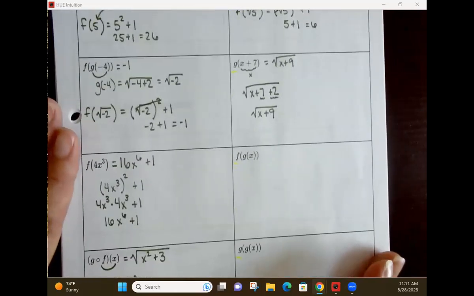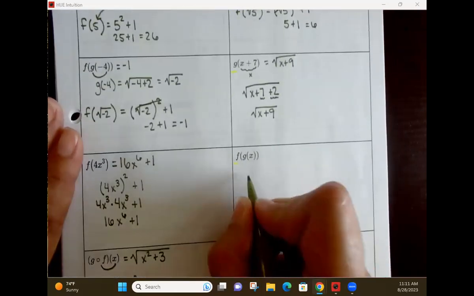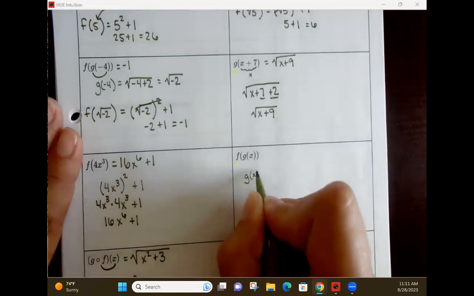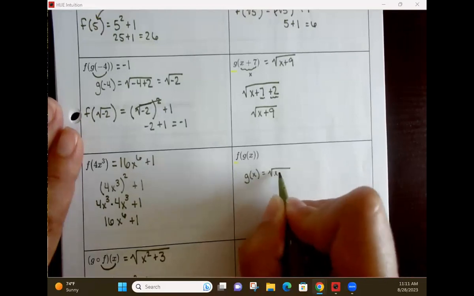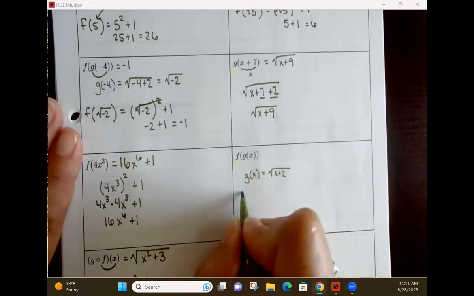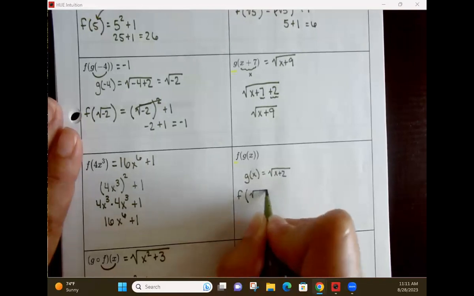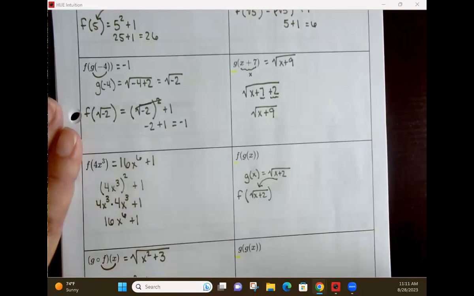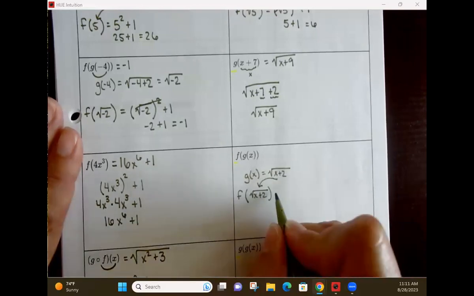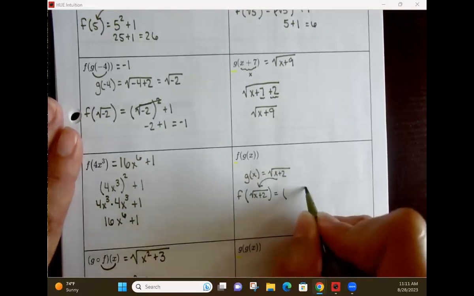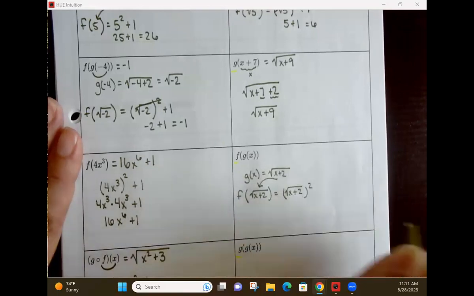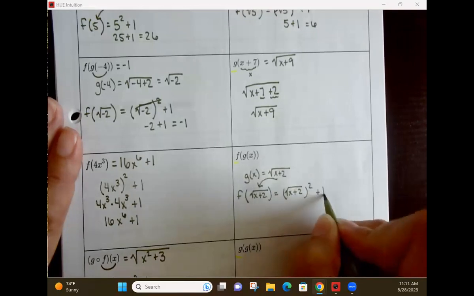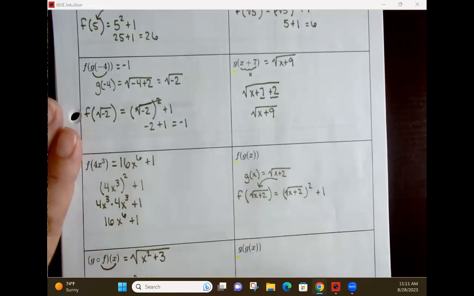And now we've got some composition, f of g of x. So we start with g of x. And this is at the top, but I'm going to write it down here. So g of x is the square root of x plus 2. Now this is what I use for my input for x. Right? The output of the first is the input for the next one. So for f of x, it is x squared. So the square root of x plus 2 is what I am squaring here. And then plus 1 at the end from my function.